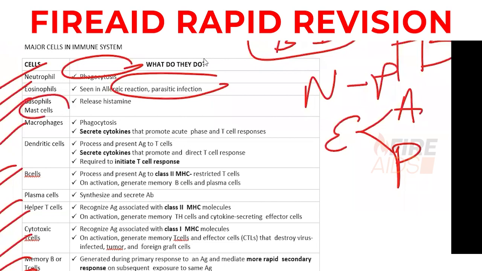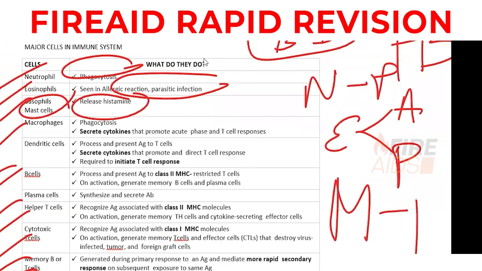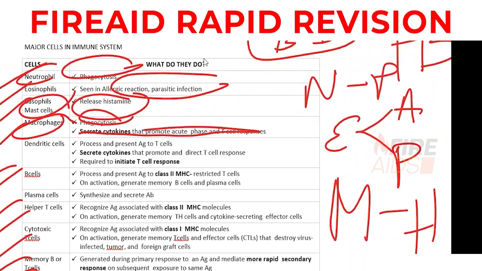Mast cells and basophils release histamine. This also we saw yesterday. Then come macrophages. Macrophages work similarly to neutrophils. They eat up the microbes, so phagocytosis again. Forget about the cytokine point.